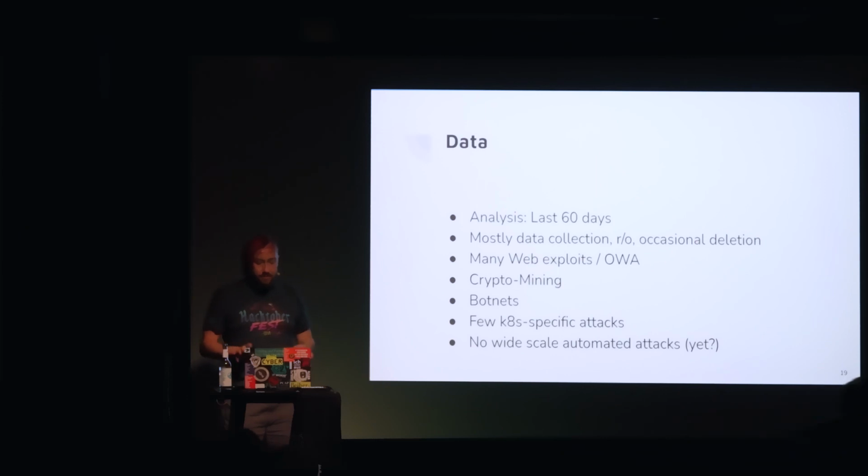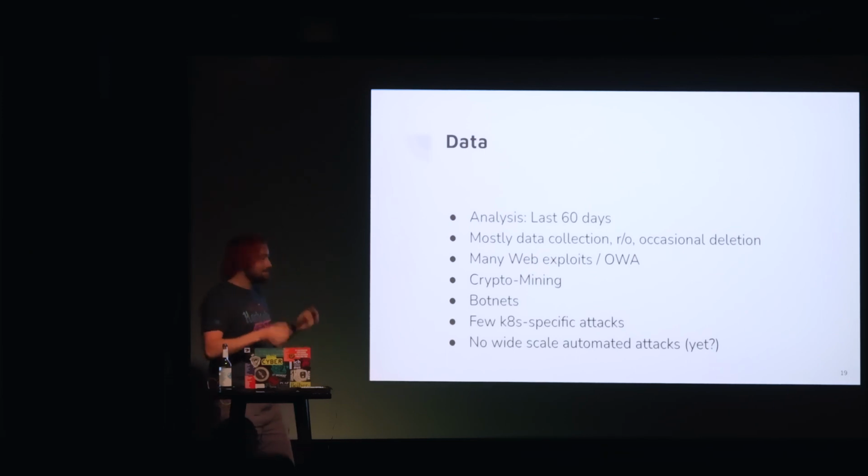Mostly what I saw is opportunistic data collection. Read-only mode, things like what pods are running, what version is it, what is happening. There was an occasional delete request, so I saw multiple tries of people actually deleting the Kube API controller or the ingress and egress configurations. But the rest was web exploits, OWA, Spring Framework exploitation, crypto mining, and also botnets.